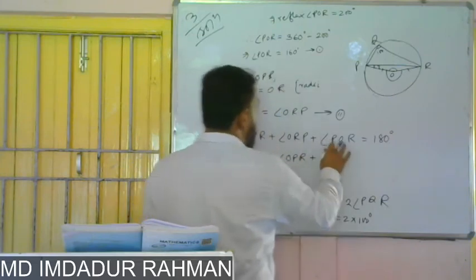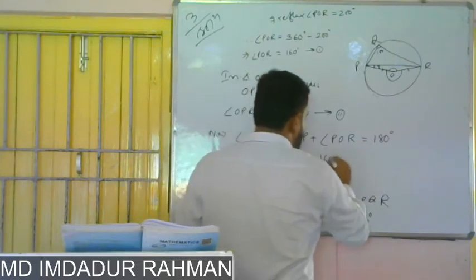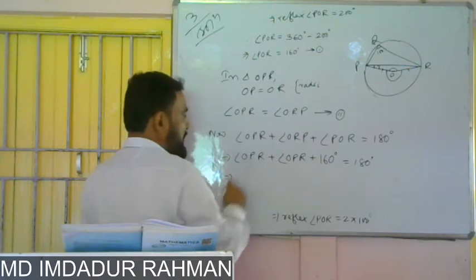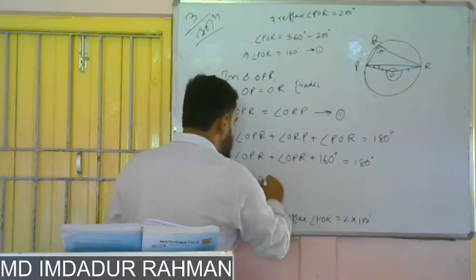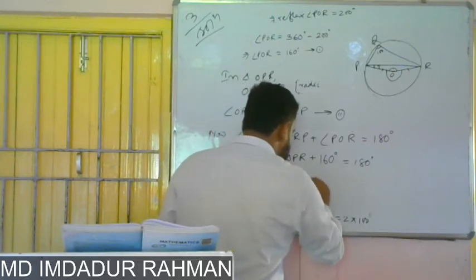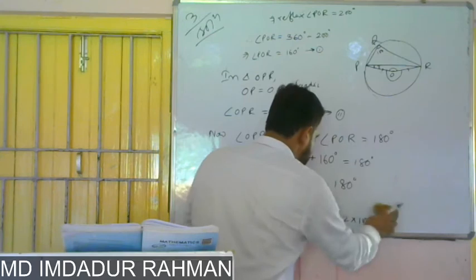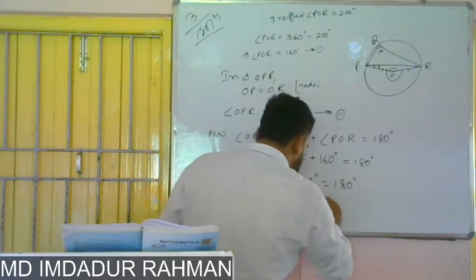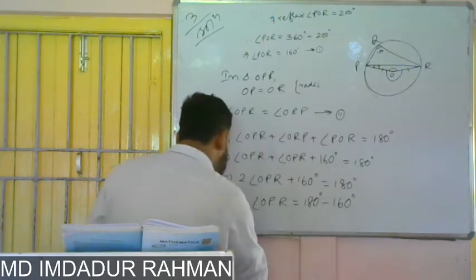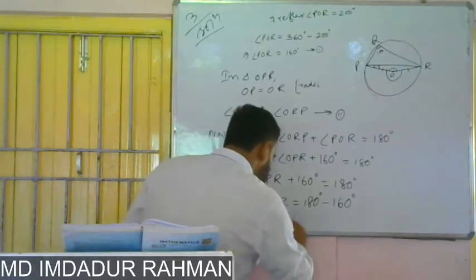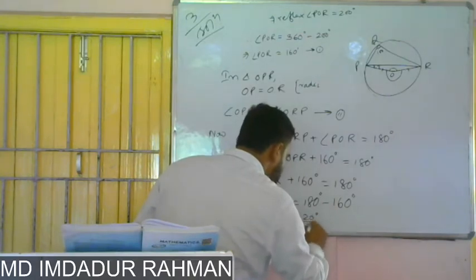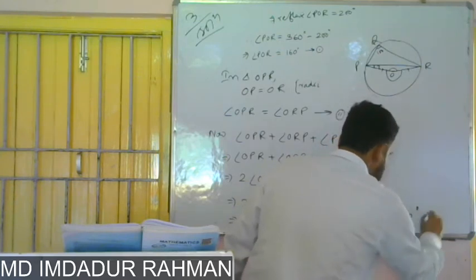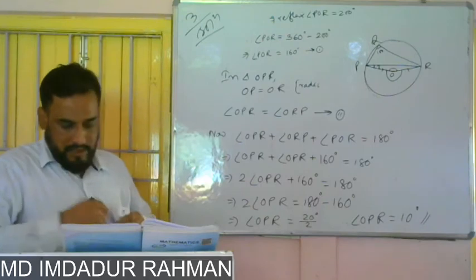Plus what is the measure of this angle? 160 degree, is equal to 180 degree. Implies OPR plus OPR is 2 OPR plus 160 degree is equal to 180 degree. Implies twice angle OPR is equal to 180 degree minus 160 degree. Implies angle OPR is equal to 20 degree divided by 2. Therefore, angle OPR is equal to 10 degree. This is your answer.